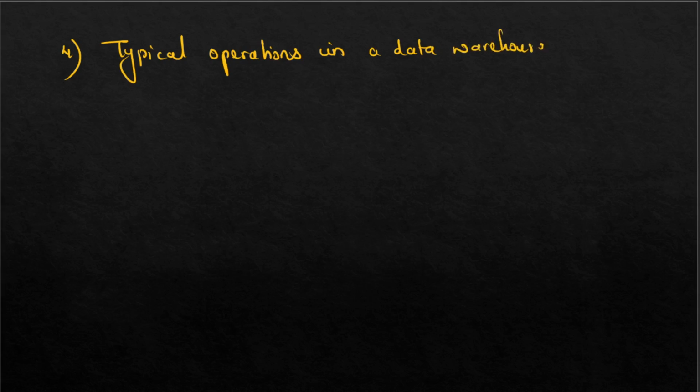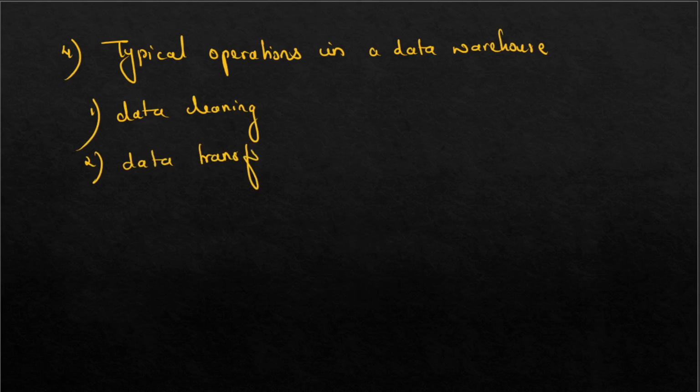So the fourth is typical operations in a data warehouse, which includes: first is data cleaning, second is data transformation, third is data loading.